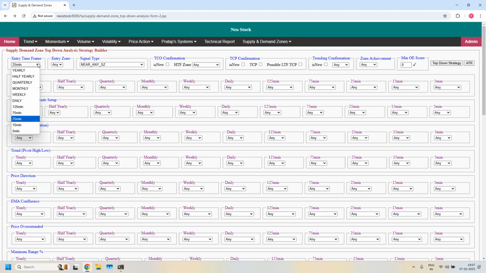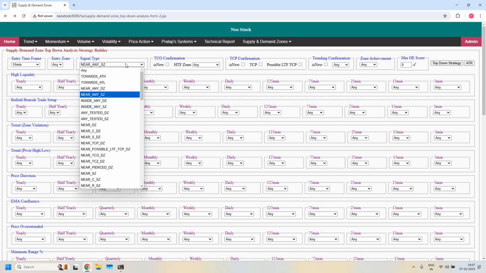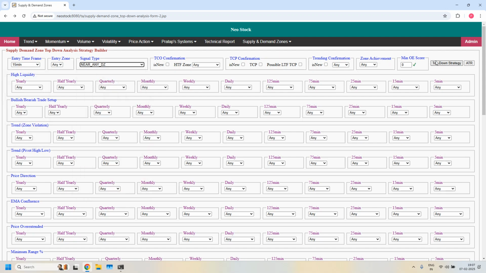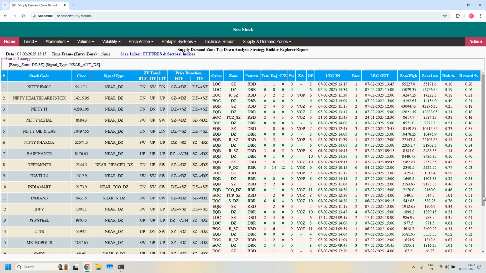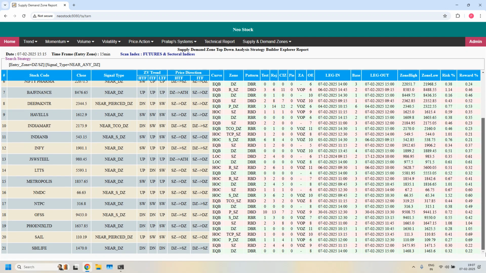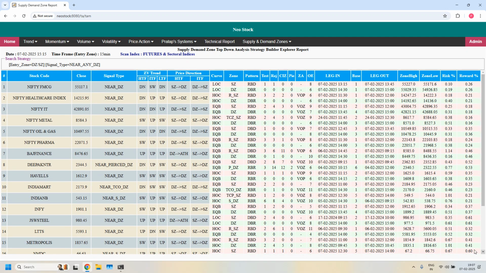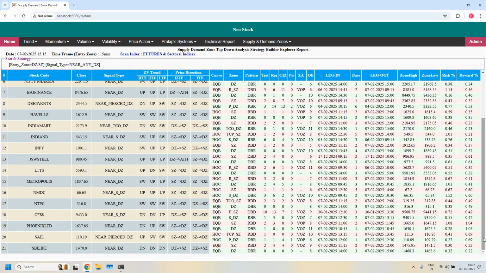Next time frame is 15 minutes. Stocks near 15 minutes demand zone. We got 21 stocks. First 15 stocks in the list. Scrolling the list down. So total 21 stocks. We can further filter this list based on the zone confluence.